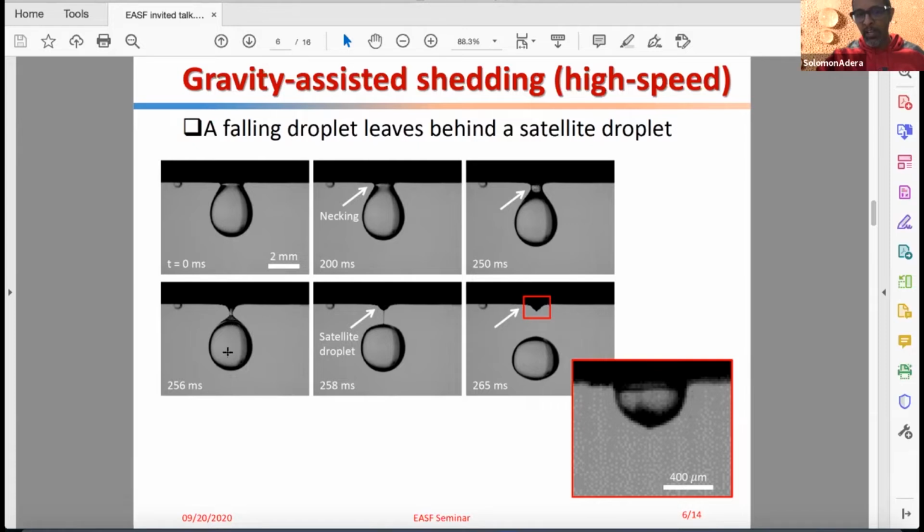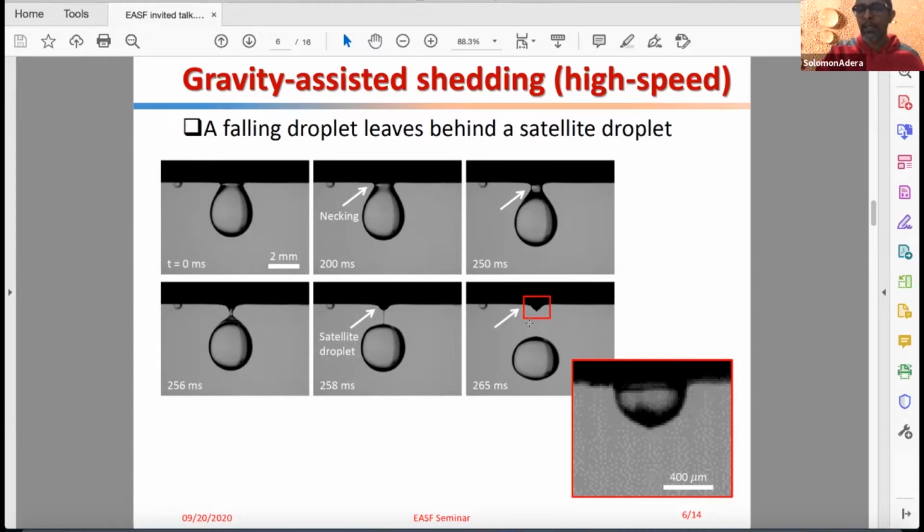The larger droplet that's falling, we call the pendant droplet, and the droplet remaining on the surface, we call the satellite droplet. The first thing we wanted to see was the identity of this droplet. It's really difficult from the white light images to know if what's left here in the red box is water or oil. This is a magnified image that shows what's left behind, the satellite droplet.